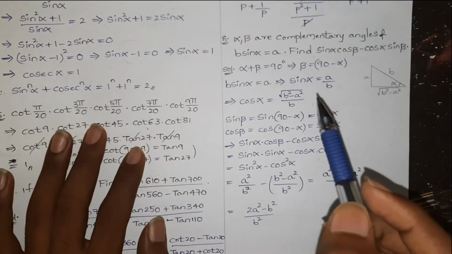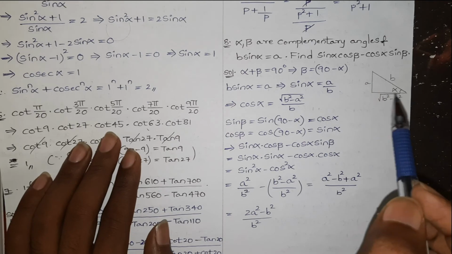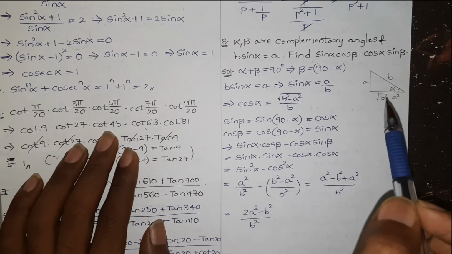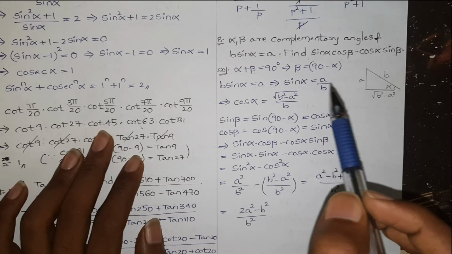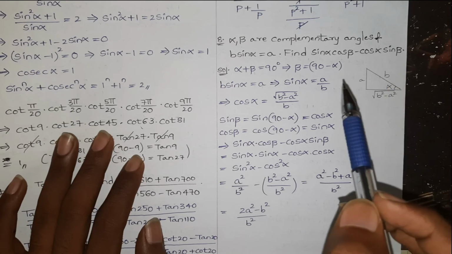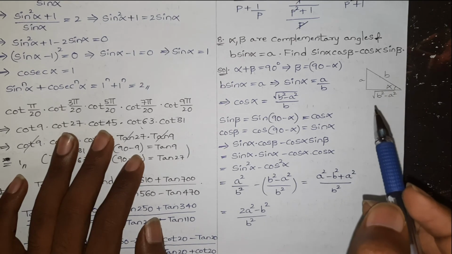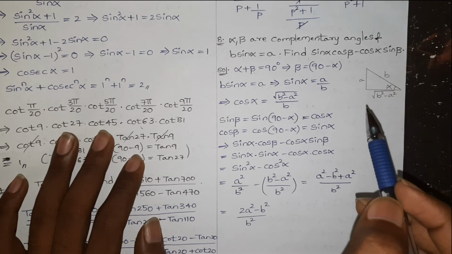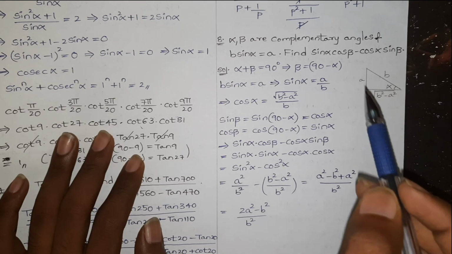So since we have got the value of sin alpha, we can construct a right angle triangle. Since both are complementary angles, we can construct a right angle triangle. So this is alpha. So sin alpha, we know that opposite by hypotenuse, opposite value is a and hypotenuse value is b. So we need to get the adjacent value, that is root of b square minus a square. So we have got hypotenuse value, opposite value and adjacent value.